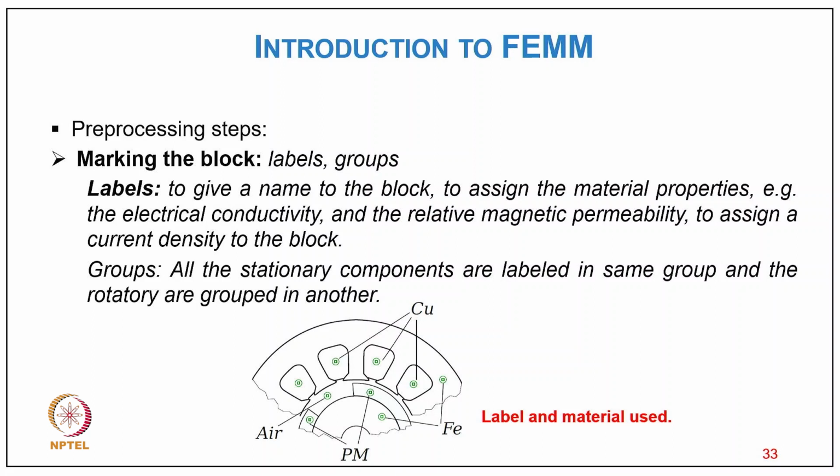Now the next preprocessing step is marking the block labels and groups. Labels typically give a name to the block, assign the material property, e.g. the electrical conductivity and the relative magnetic permeability, and assign a current density to the block. For groups, all the stationary components are labeled in the same group, and the rotary ones in another group, with a label and material used, typically like copper, then Fe iron, and then permanent magnet and air.